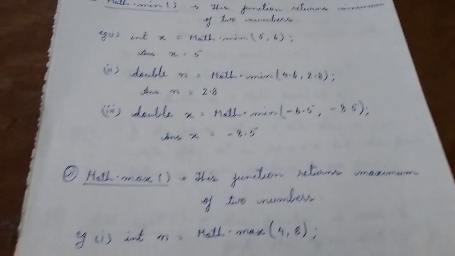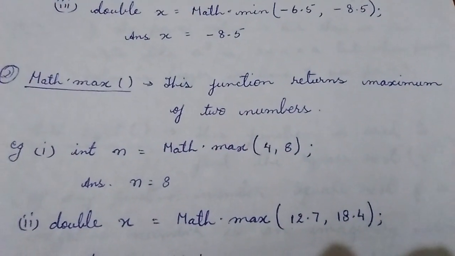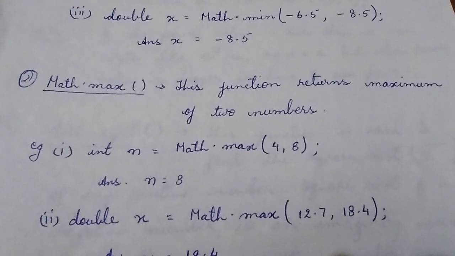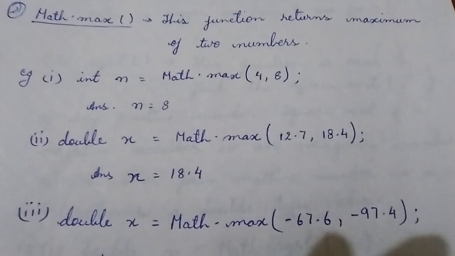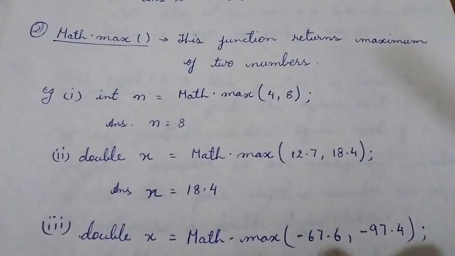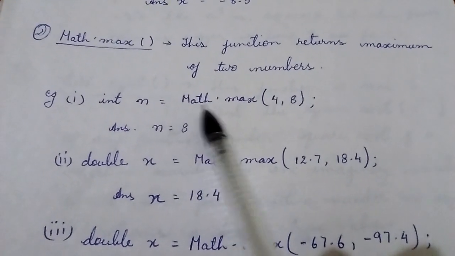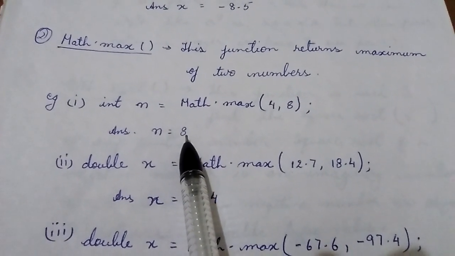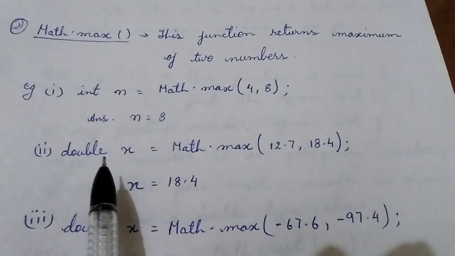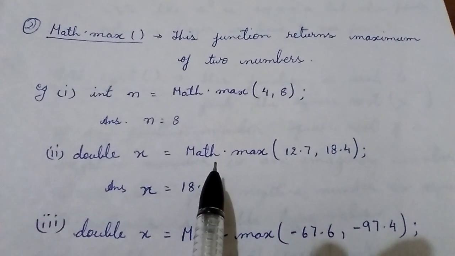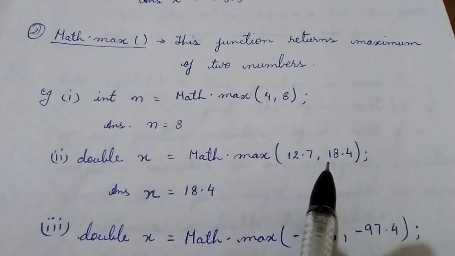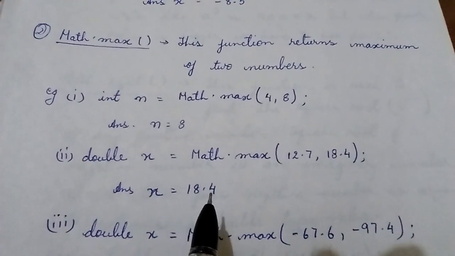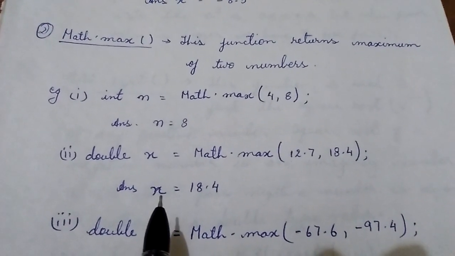The next function is Math.max. This function returns the maximum of the two numbers, that is the greatest among the two numbers. And so we see some examples here. int n equals Math.max(4, 8). So the n value that it will return is 8. Second example, double x equals Math.max(12.7, 18.4). So it will return the maximum, that is 18.4, as the value of x.